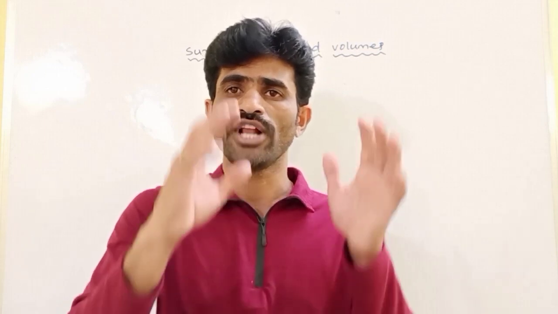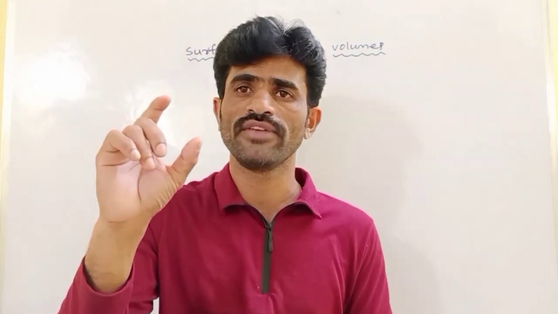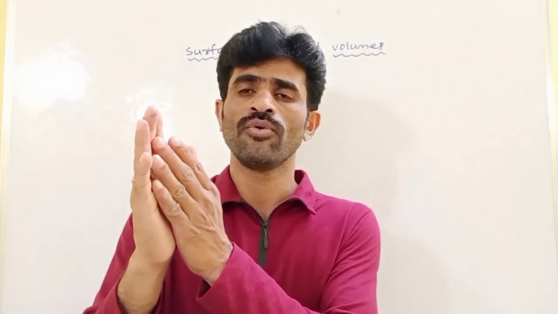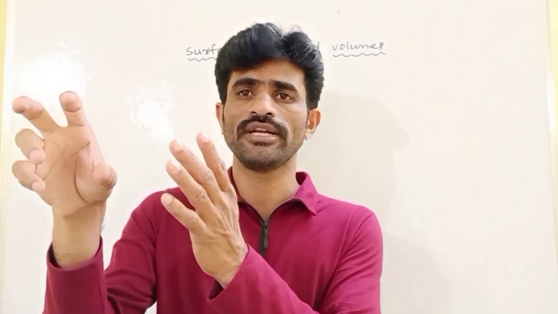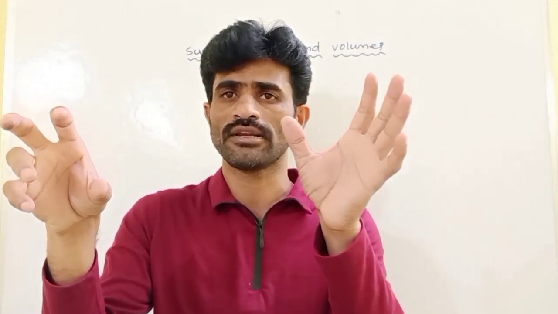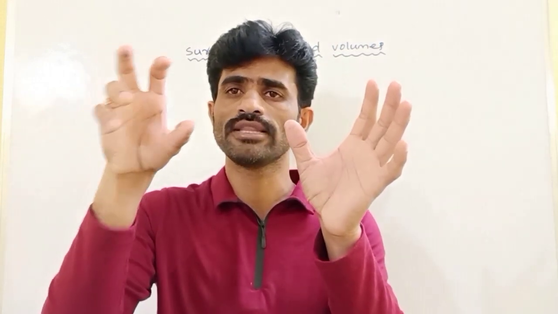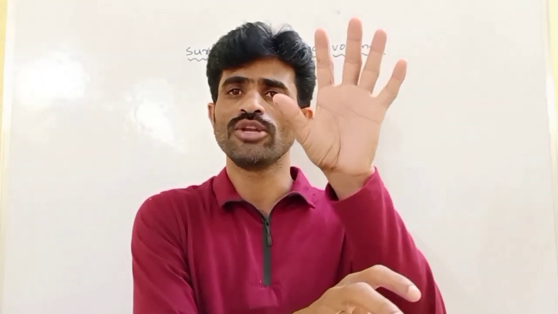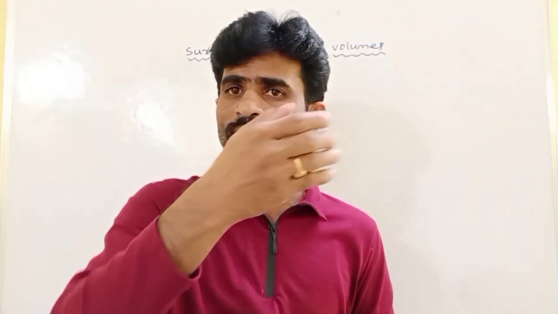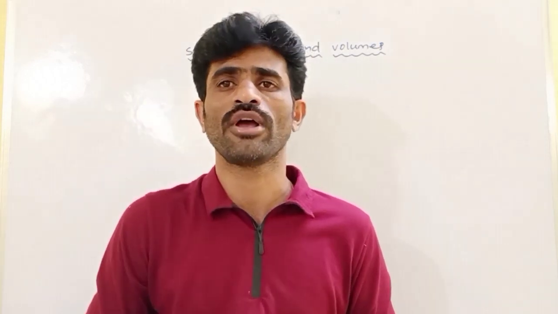Because volume of the bigger solid sphere is equal to the number of cylinders we are making into volume of the cylinder. For example, 10 cylinders you can make from a sphere. So 10 into volume of cylinder is equal to volume of sphere. So when you want to find that 10, this volume of cylinder should be transposed to this side. So volume of sphere by volume of cylinder gives you the number of solids, the number of cylinders, how many you can make.